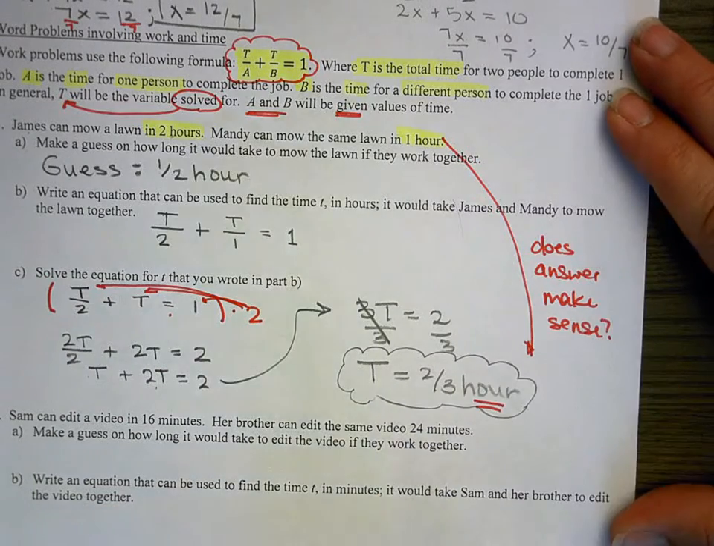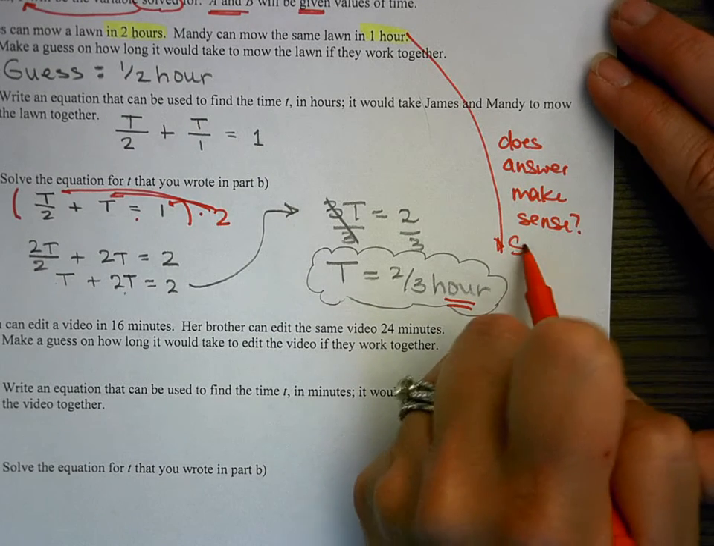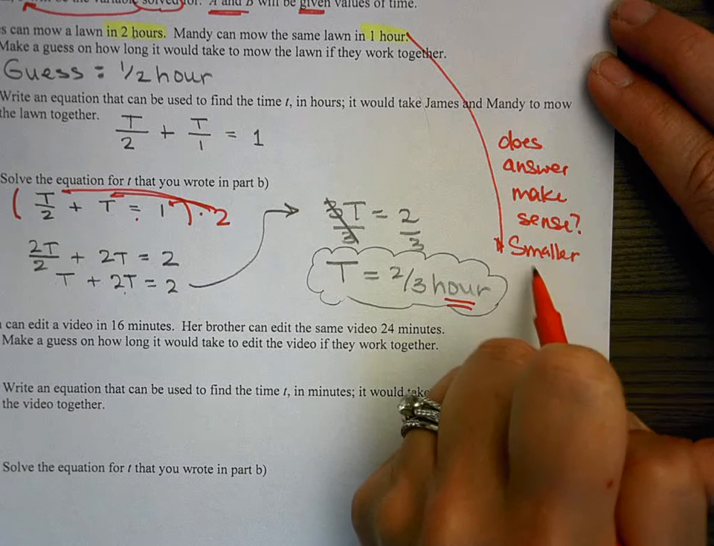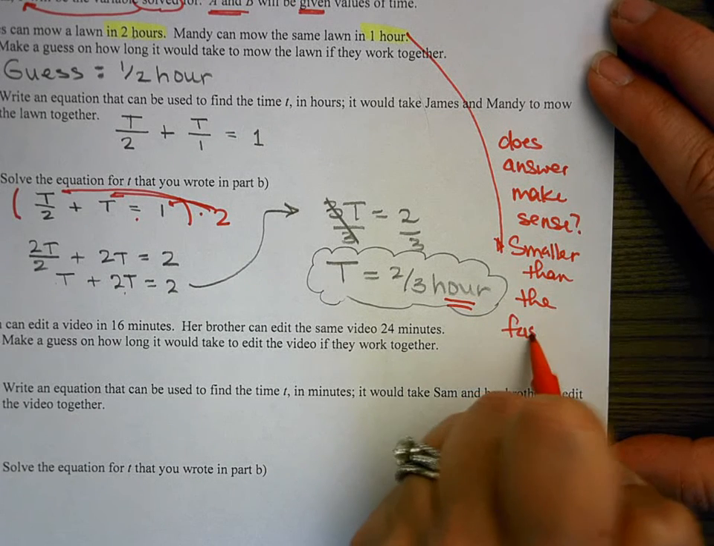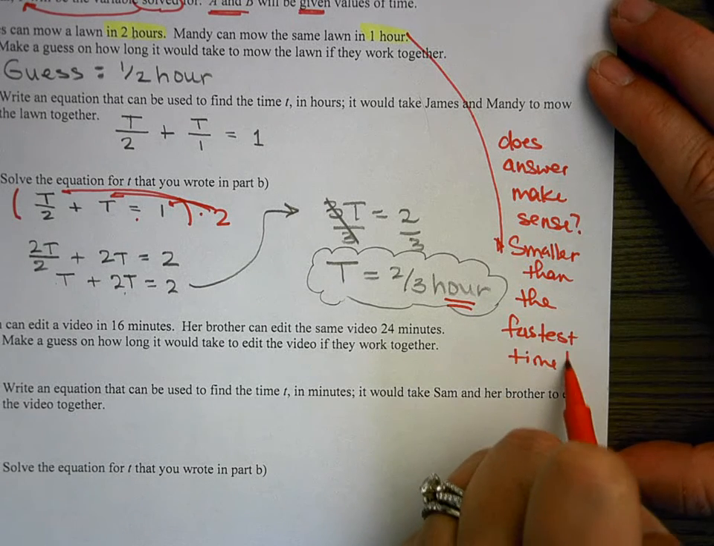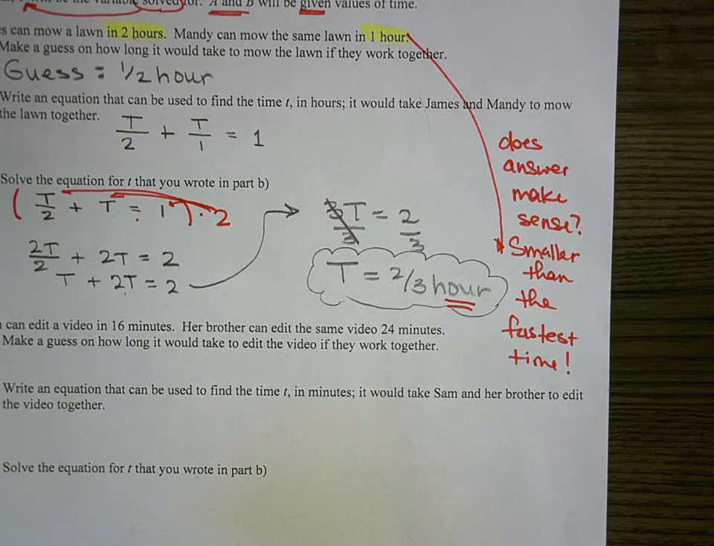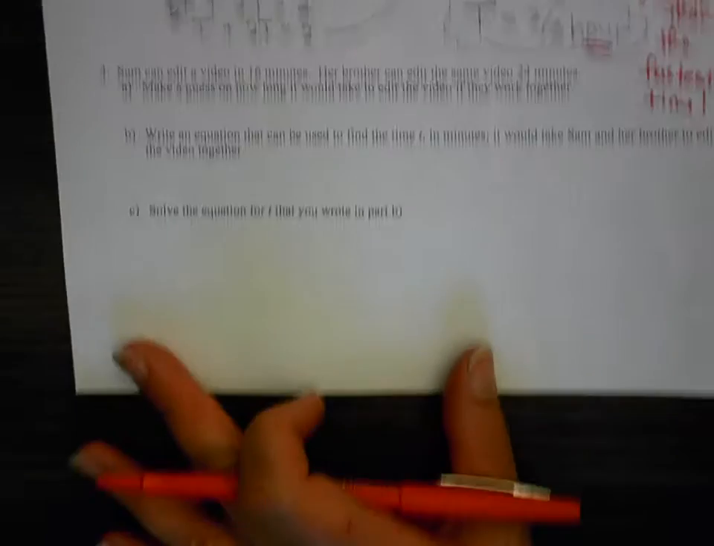And how do I verify that it makes sense? It should always be smaller than the fastest time, right? Because that means that someone is getting help, right? That fast person is getting help, and so it should always be smaller than the fastest time. Okay, so let's go ahead and take a look at the last one here, so number 4.